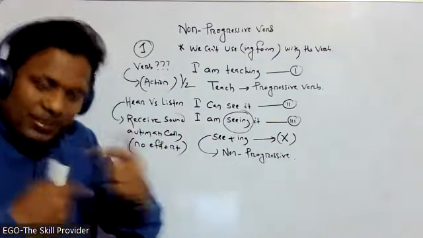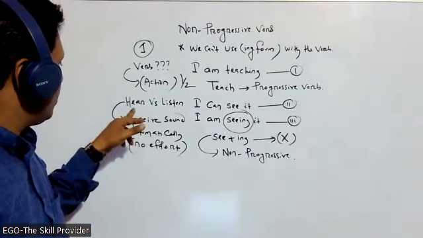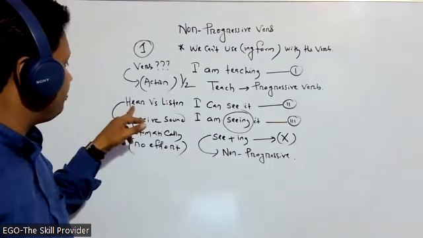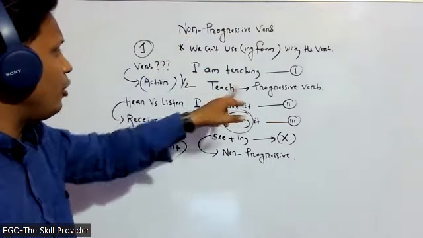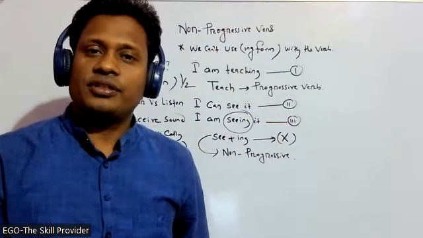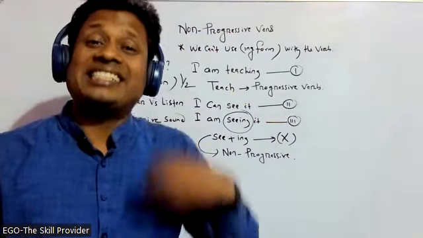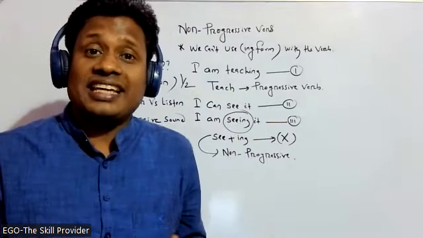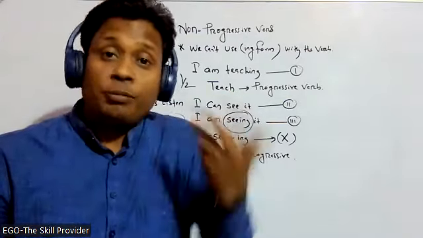Right now, let me differentiate between something called non-progressive verb and progressive verb. That means there are certain verbs that we call stative verbs, or that is just like a state. You are not putting an effort.